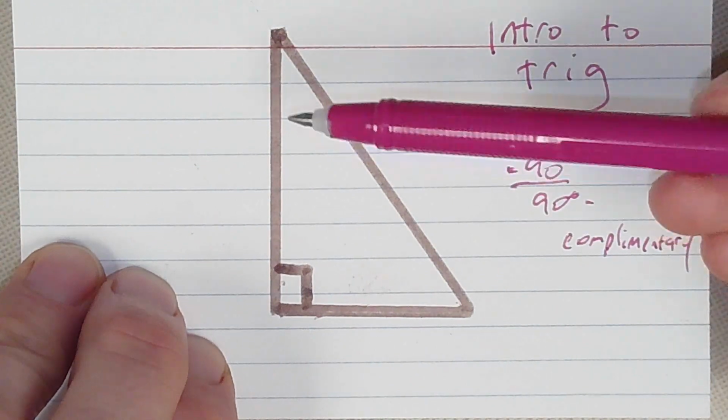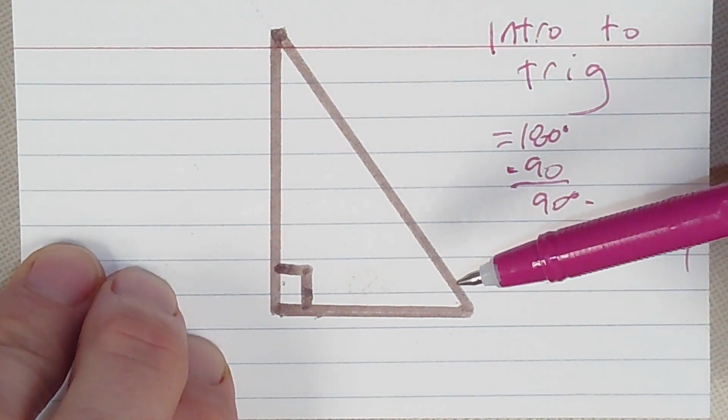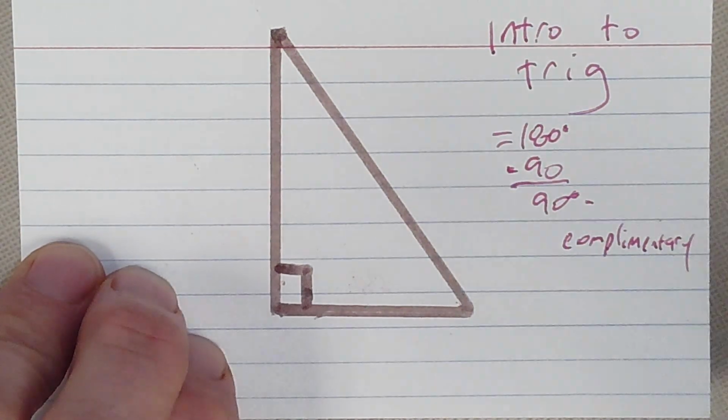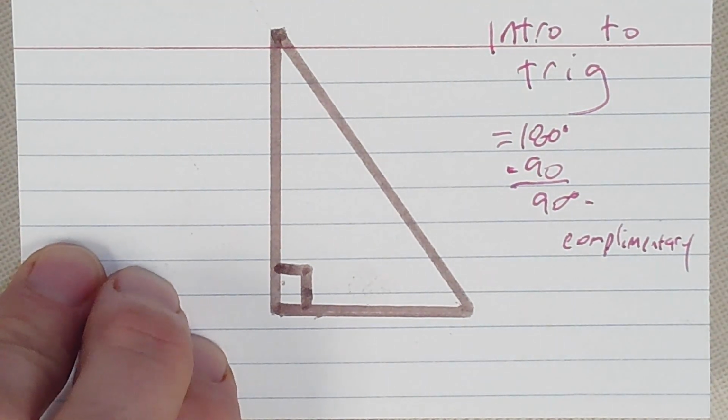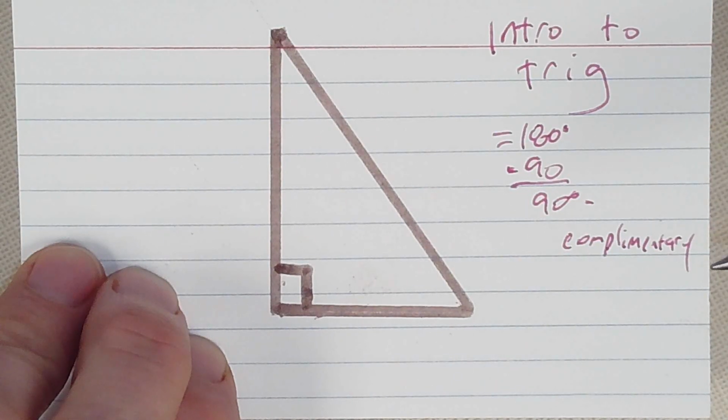So if this one is, say, 30, then this one's got to be 60. They've got to add up to 90 degrees. Okay, so trigonometry, at least the trigonometric functions, usually have to do with 90-degree triangles. At least when they were starting off.